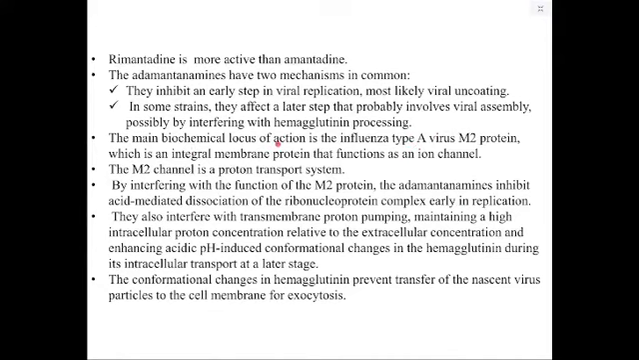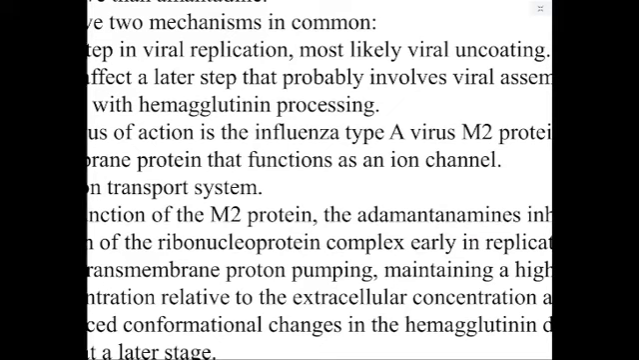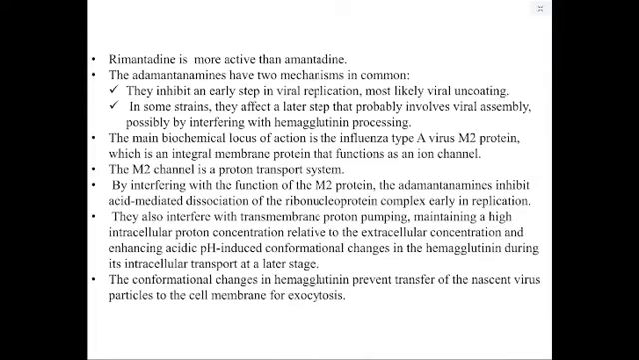The main biochemical locus of action is the influenza type A virus M2 protein, which is an integral membrane protein that functions as an ion channel. The M2 channel is a proton transport system. By interfering with the function of the M2 protein, the adamantines inhibit acid-mediated dissociation of the ribonuclear protein complex early in replication. So all we are saying is that these drugs will block the proton channels and interfere with the acidic environment, and of course, with this interference, they interfere with the formation of the complexes that are required for uncoating and early penetration of these viruses.